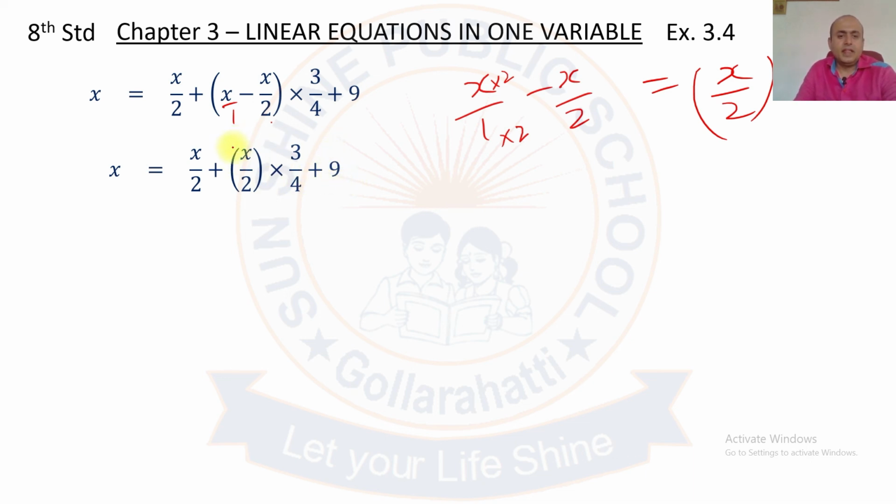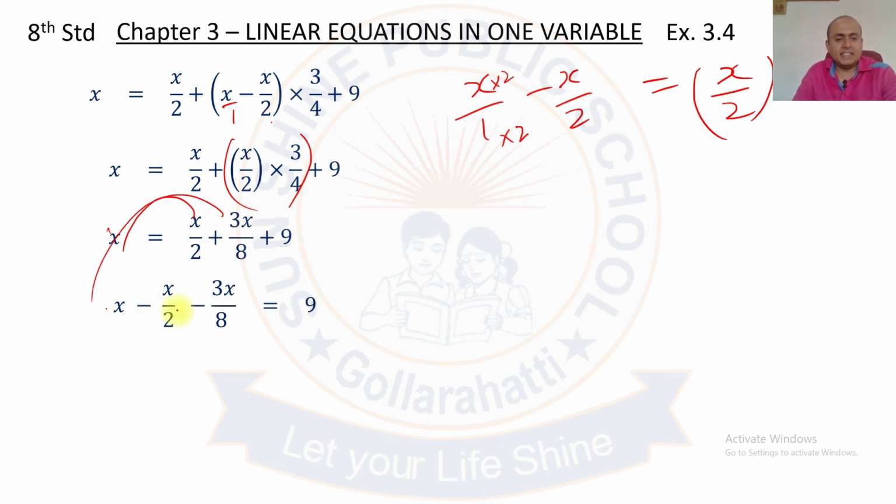So here now multiply these two numbers, that is x by 2 into 3 by 4. X by 2 plus 3 into x is 3x and 2 into 4 is 8, plus 9. Let us take all the x to one side, all the variables on one side. So this becomes x minus x by 2 minus 3x by 8 is equal to 9.